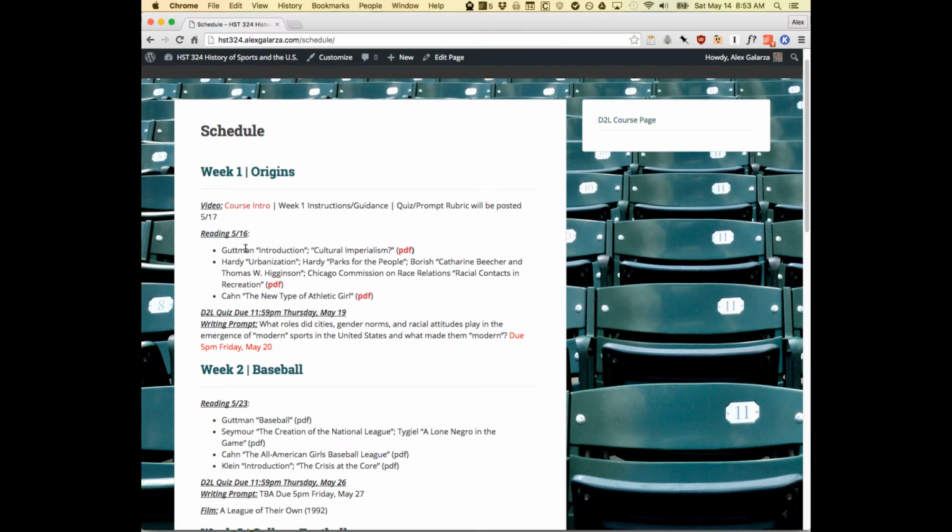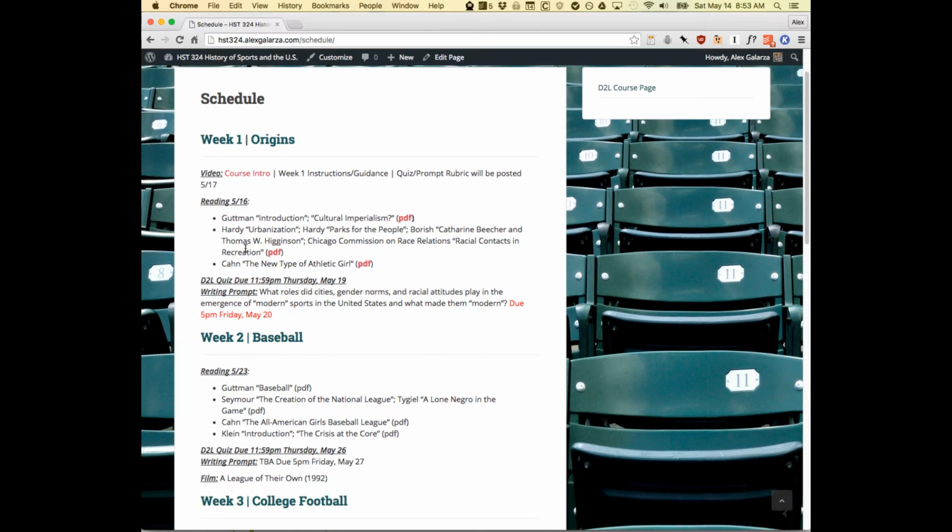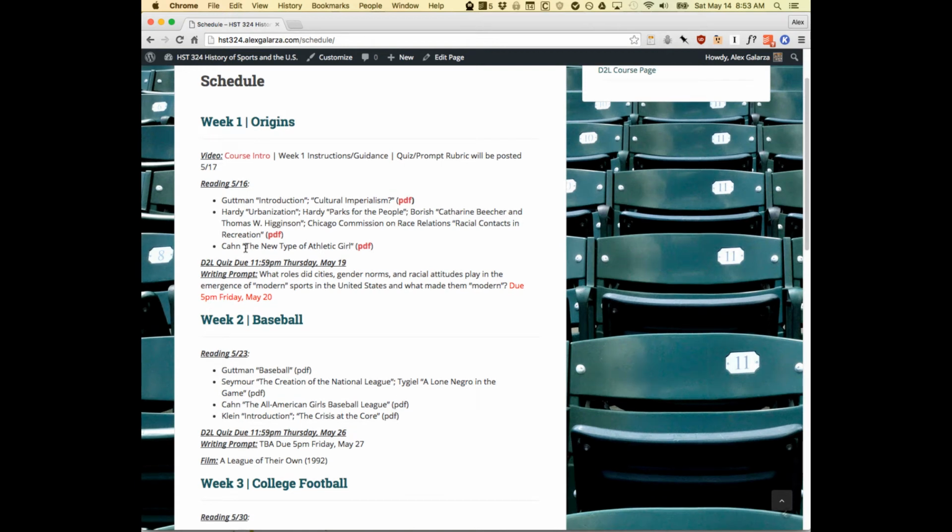And then you'll have the reading itself linked either in PDF form, or if it's a podcast or a web article, you'll be linked to a blog or the podcast page.